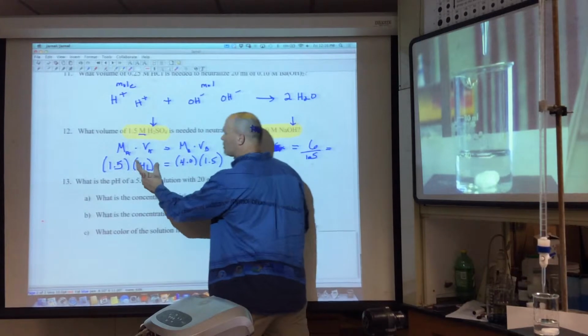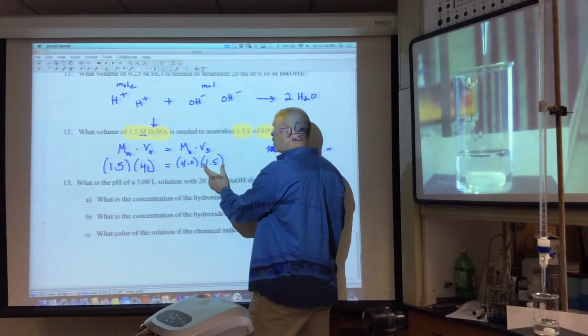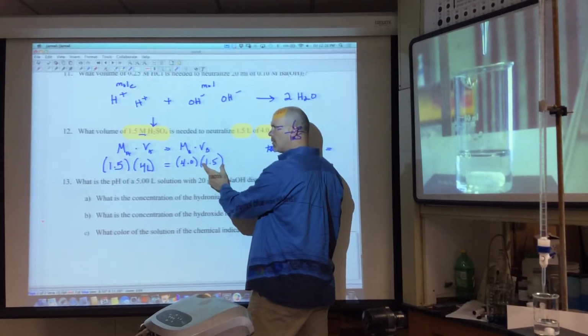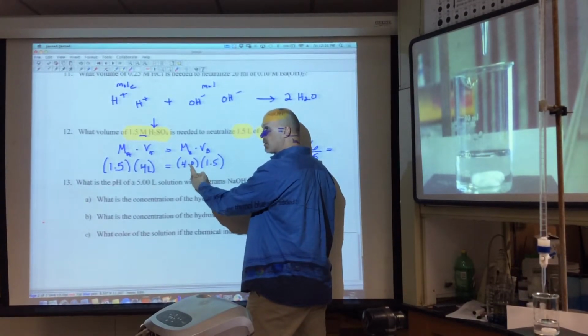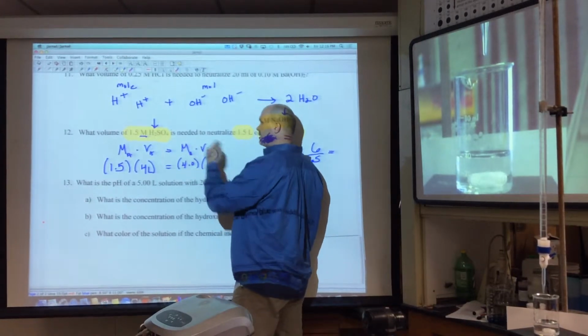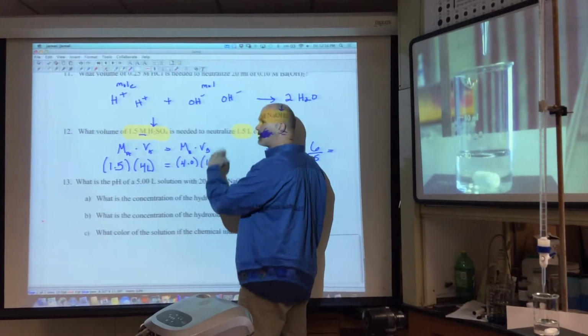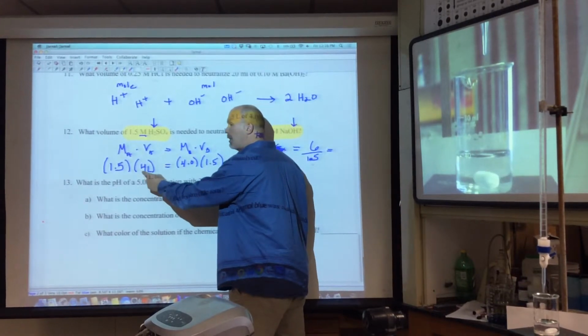Why did it take so much volume? Think with me. Why did it take 4 liters to neutralize 1.5? What was the difference? This acid is so much more concentrated. There's more H pluses. In this case, this is base. So many more hydroxides here than H pluses, so it needed a lot more.